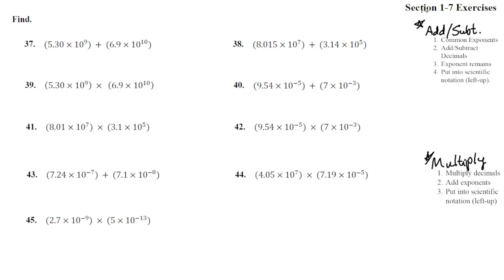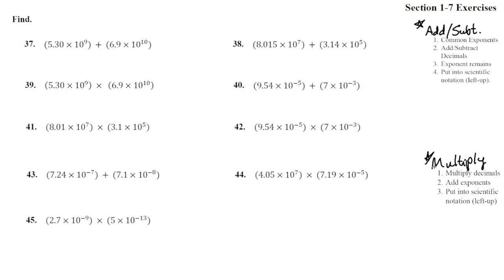Here we are in section 1-7, exercises numbers 37 through 45. It just says to find this. Notice we're going to be adding scientific notation or timesing scientific notation. With addition or subtraction, here are the steps. We've got to make sure common exponents happen. And then we'll add or subtract the decimals, and the exponent on the scientific notation will remain. And if it's not in official scientific notation, then we'll need to do the left up.